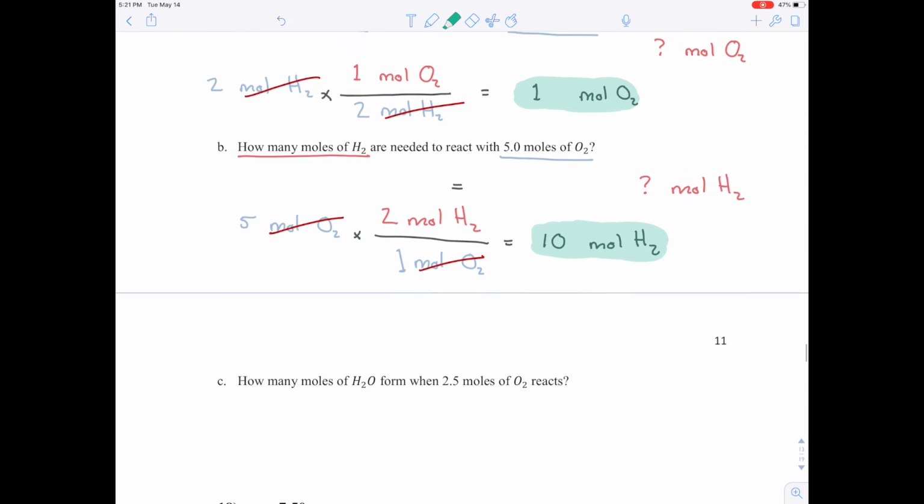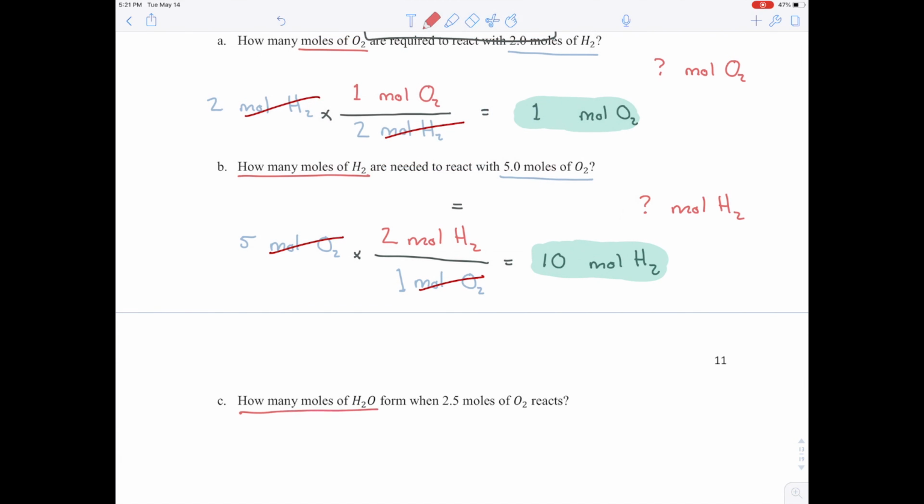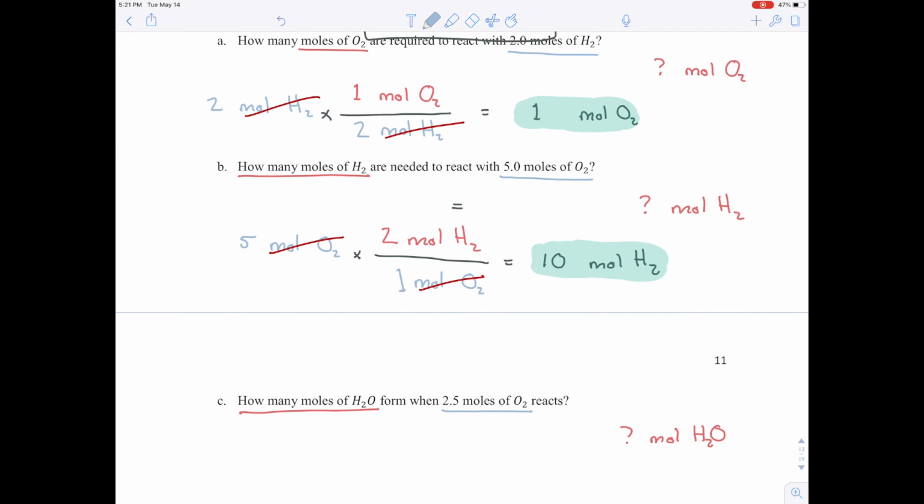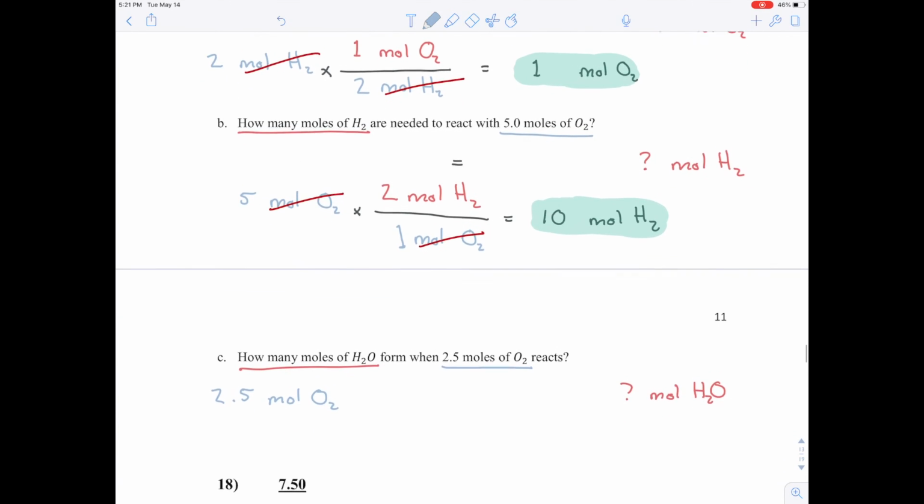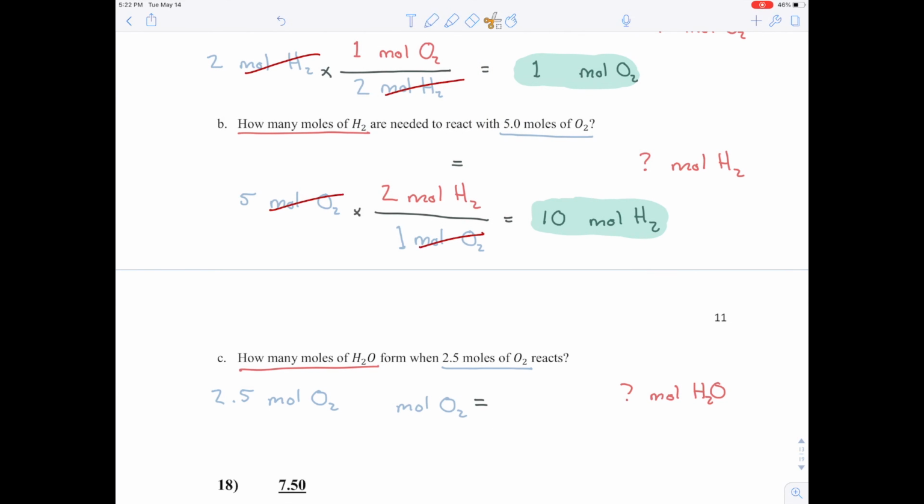All right, let's try C. It says how many moles of H2O? So this is what they are asking, moles of H2O. How many moles of H2O form when, and here's our number, 2.5 moles of O2 react. So we have 2.5 moles of O2, and we want to convert that to moles of H2O. Now to do that conversion, we need a conversion factor that relates those two units. So how do moles of O2 relate to moles of H2O?